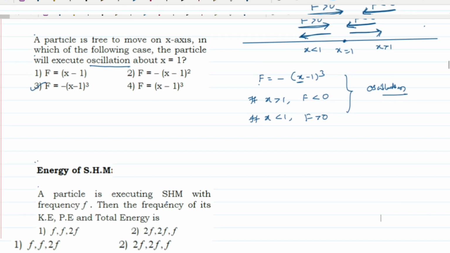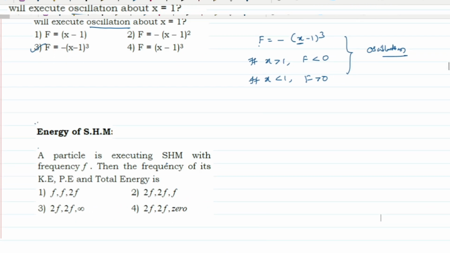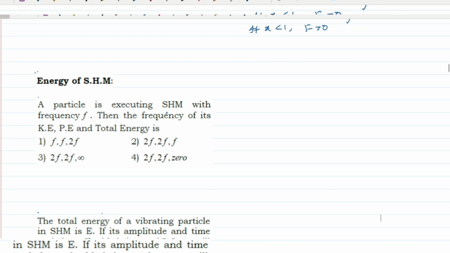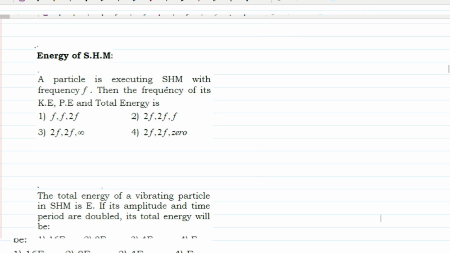Next, look at the next questions which are related to the energy of SHM. The first question says a particle is executing SHM with a frequency f. Then they are asking about the frequency of the kinetic energy, potential energy and total energy. The general formula for kinetic energy is half mv square. In terms of time, we can get it as half into m into v.